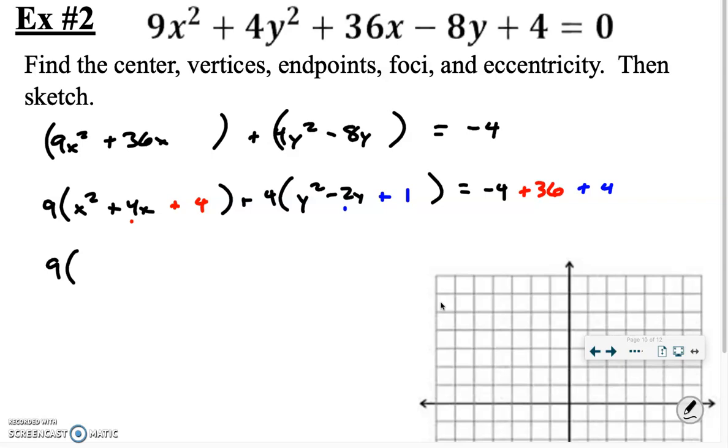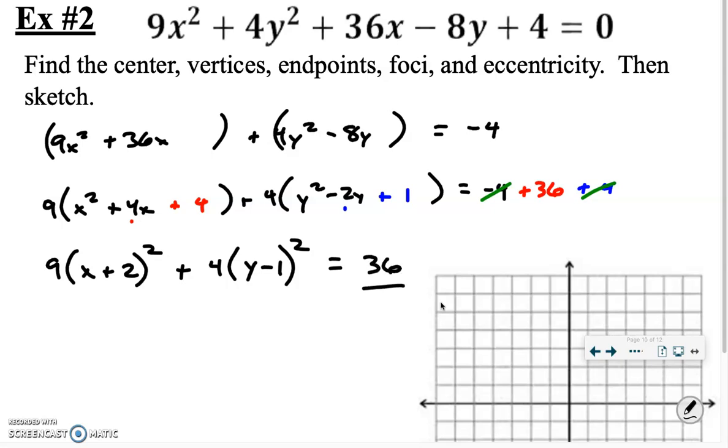Now we need to factor. What multiplies to 4 and adds to 4? That's when we say that we have quantity (x + 2) squared. Similarly, we have 4 times, again, what multiplies to 1 and adds to -2? That's going to be (y - 1) squared. And I think at this point it would be appropriate to combine the -4 and positive 4. They cancel, and we're equivalent to 36. Which is great, except we can't afford to have a 36 here. We need to have 1. So I need to get going on dividing everything by 36.